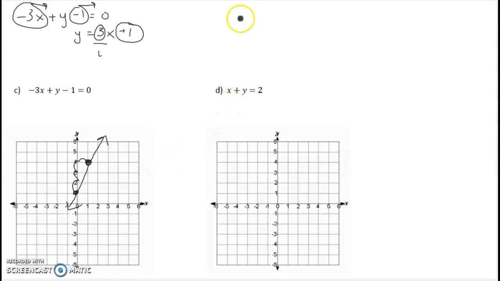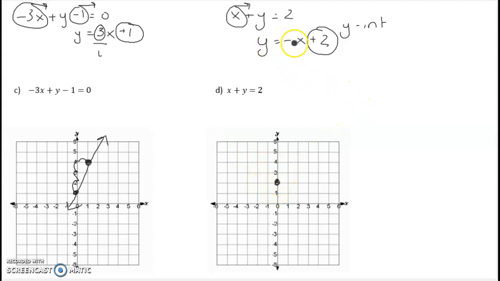Okay, next one, x plus y equals 2. So we're going to change it to y equals mx plus b. So y equals, we're going to take this x and move it. Positive x turns to a negative x. And the positive 2 stays on the same side, so we still have positive 2. So my y-intercept is positive 2.